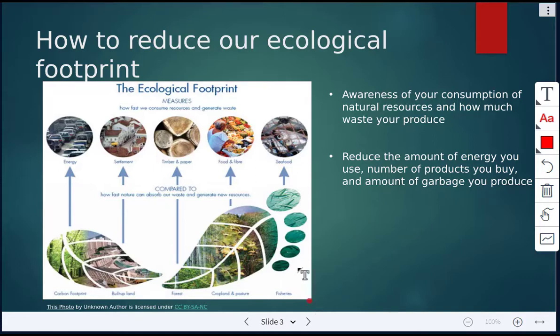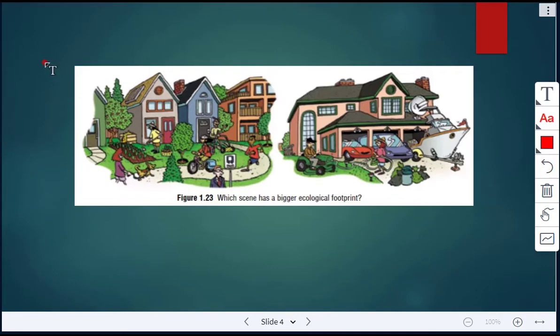All right, so this diagram is just showing how the ecological footprint measures how fast we consume resources and generate waste compared to how fast nature can absorb our waste and generate new resources. All right, so here we're just looking at a couple diagrams. So I'm just going to pause it here. All right, so from our discussion, we just talked about which scene had the bigger ecological footprint. So we all agreed that it was the right hand side that has the bigger ecological footprint.